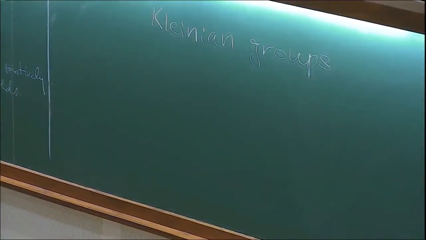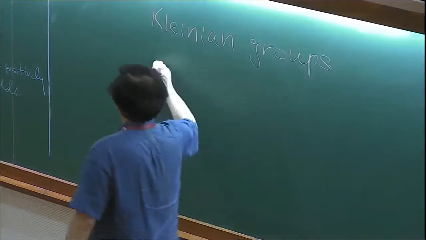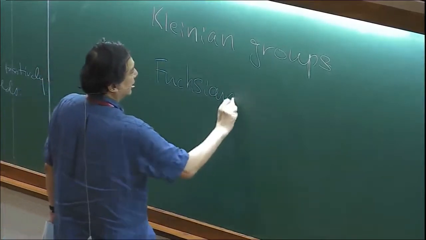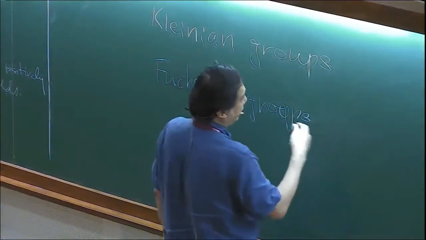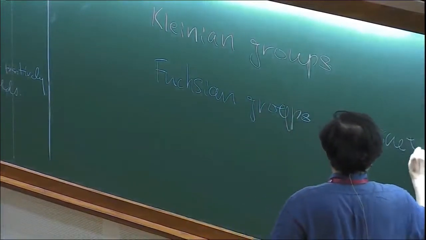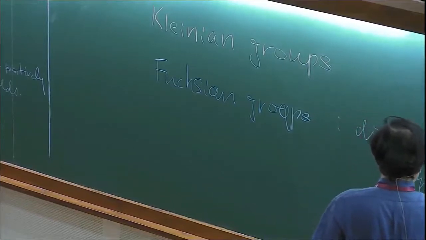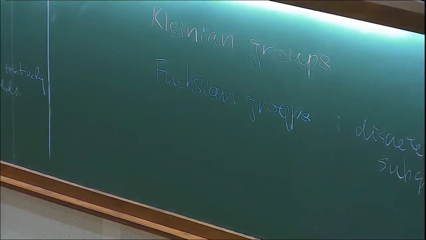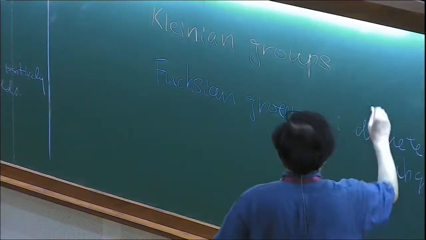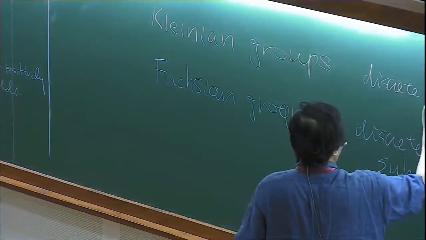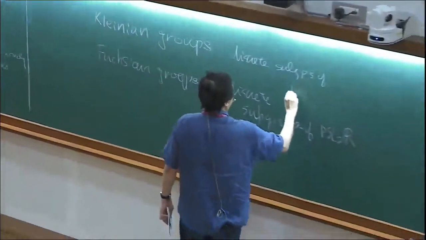In Subhojoy Gupta's talk, the notion of Fuchsian group appeared. So Kleinian groups are just a generalization of the Fuchsian group. Fuchsian groups were defined to be the discrete subgroups of PSL2R. So we just change this R to C. Then we get Kleinian groups. So this is just discrete subgroups of PSL2C.